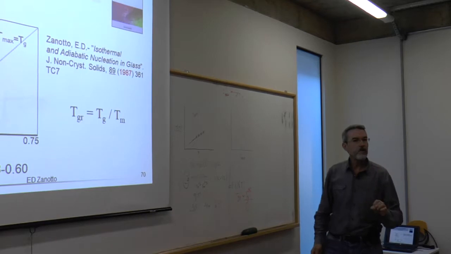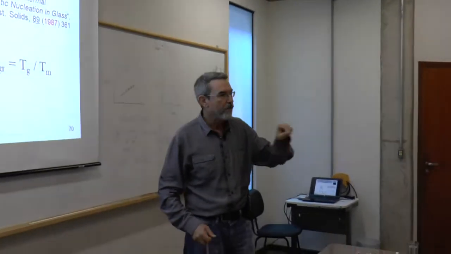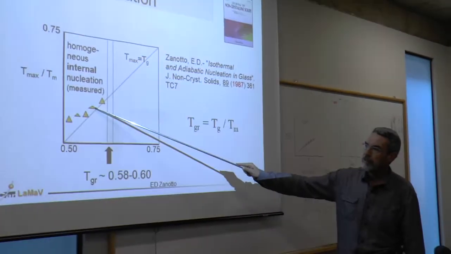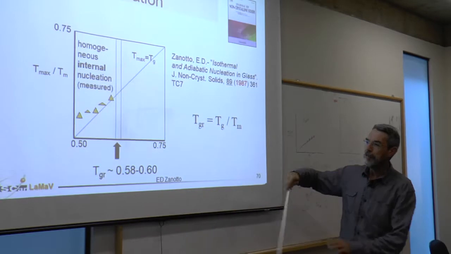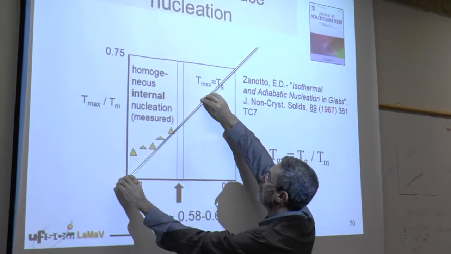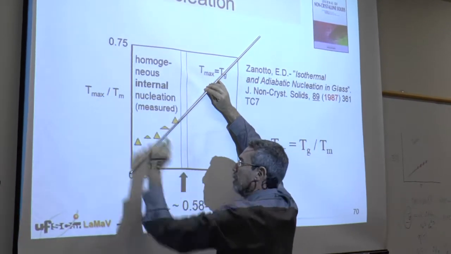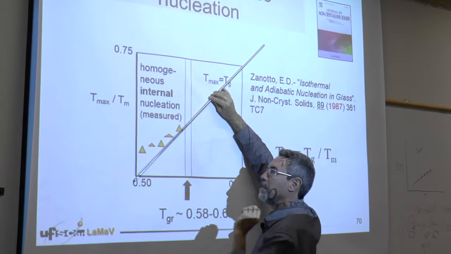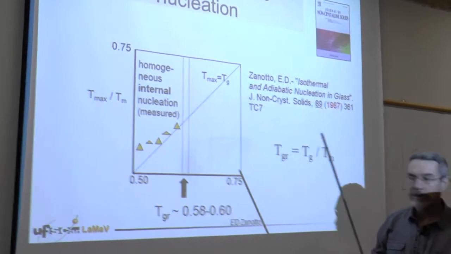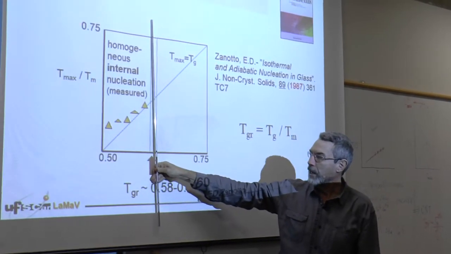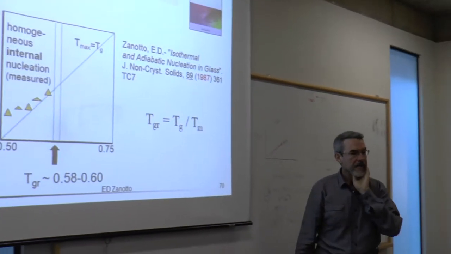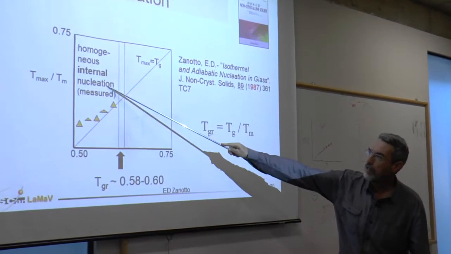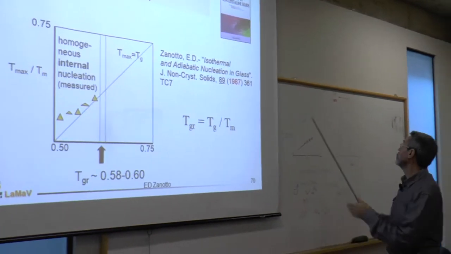All glasses that show internal nucleation, the glasses that you are working on for your homework, have the maximum nucleation rates above Tg, because this straight line here is the line for which Tmax is equal to Tg. All of them have Tmax at or slightly above Tg. And not only that, all of them have a TGR below 0.6. Now I'm using experimental data here because they show internal nucleation, so I can use measured data.